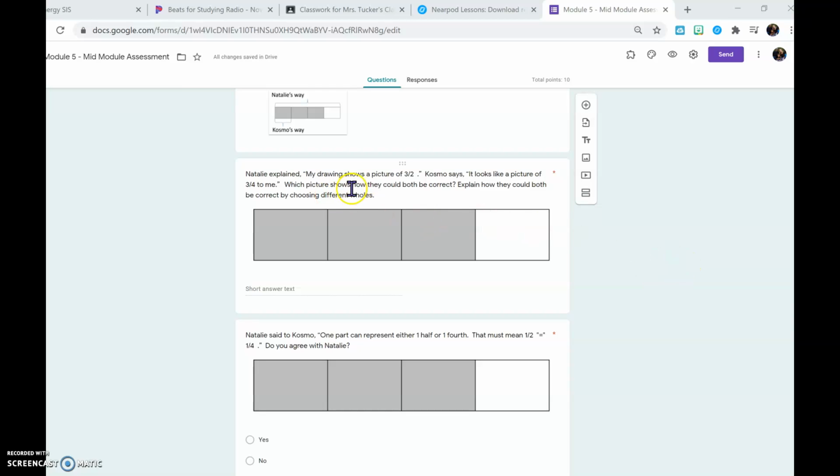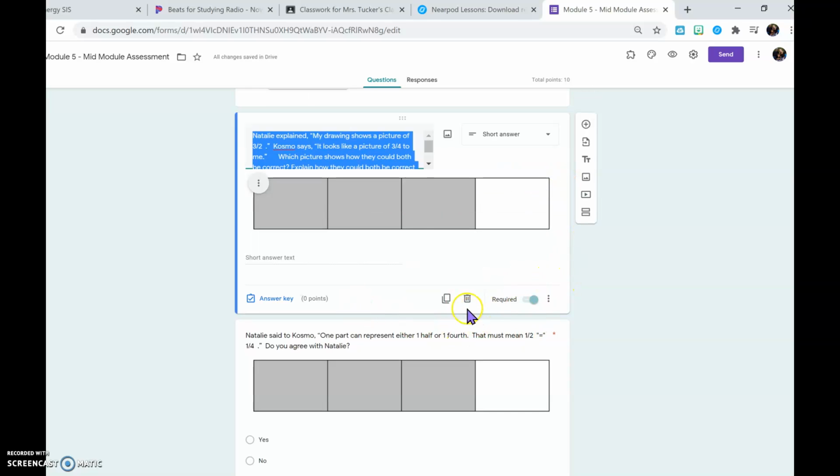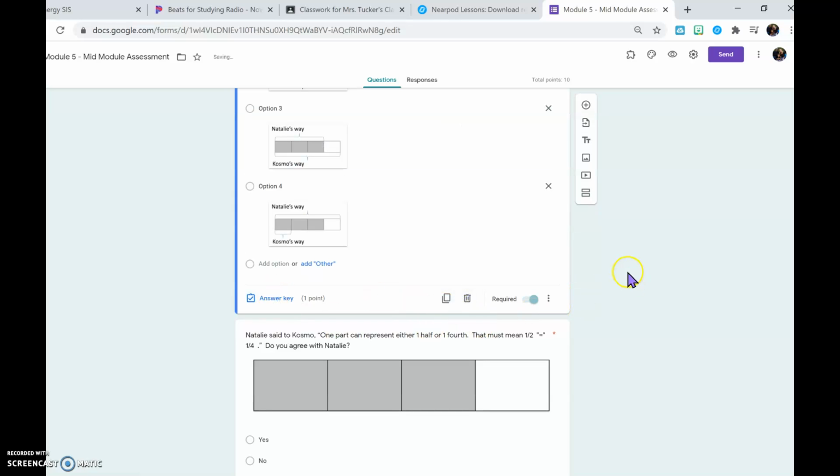Natalie explained, my drawing shows a picture of 3 halves. Cosmo says, it looks like a picture of 3/4 to me. Which picture shows how they could both be correct? Explain how they could both be correct by choosing different wholes. And reading this one, I'm just going to delete it. I think you guys don't need to do that one.